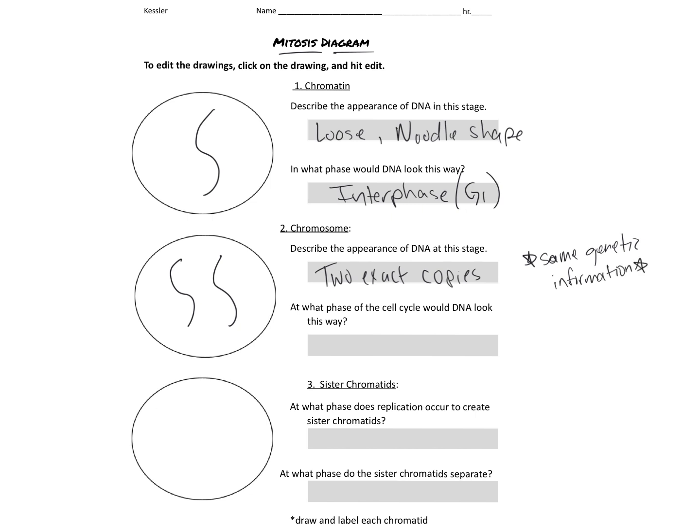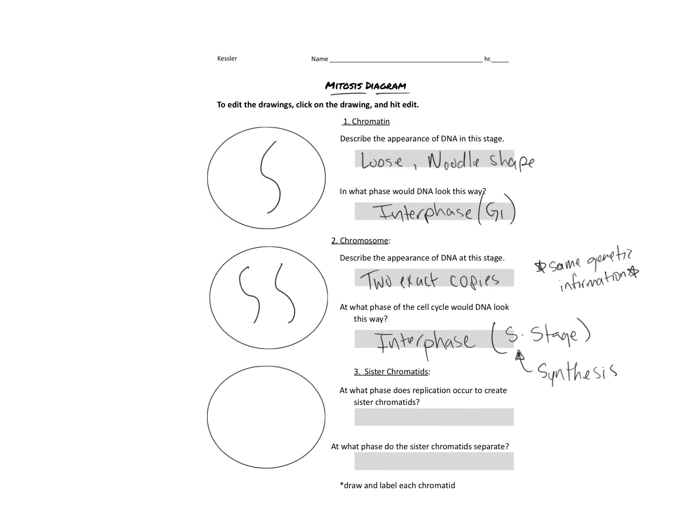Awesome. So our next one is at what phase of the cell cycle would DNA look this way? After we get done with G1 in interphase, there is the S stage, and that's where DNA replication and synthesis is happening. So I'm going to write interphase, and in parentheses, I'm going to write S stage. Okay. I'm also going to write out synthesis, because that's how I've referred to it in class.